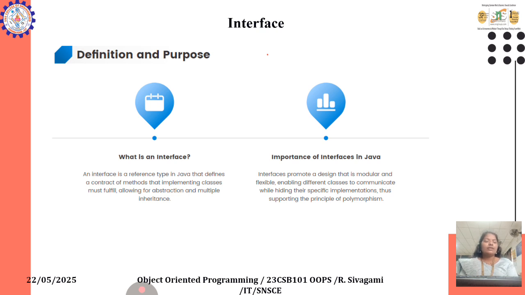Before we learn interface, we should know what is meant by multiple inheritance. Multiple inheritance is one of the concepts in OOPS, object-oriented programming languages. In C++, there are 5 types of inheritance used. The first one is single inheritance, and then multiple, hierarchical, hybrid, and the extras. But we don't use multiple inheritance in Java.